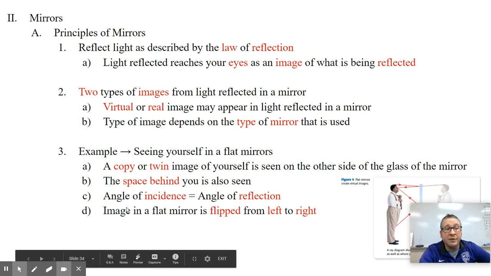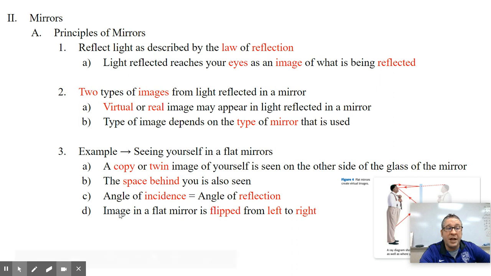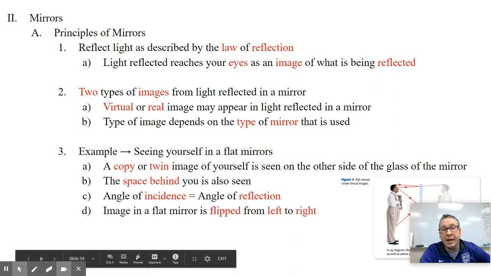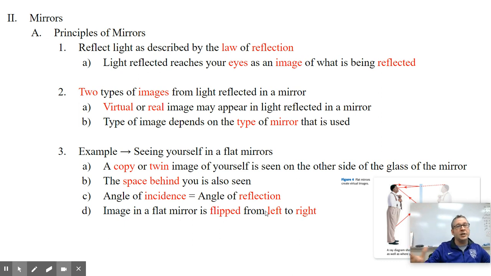And remember that the angle of incidence is equal to the angle of reflection whenever you're looking at a mirror. The image on a flat mirror is going to be flipped from left to right. That's why it's called a mirror image. When you raise your right hand in front of a mirror, it's going to look like your left hand is being raised, okay? It is just a flip-flop version of yourself and your surroundings, okay?